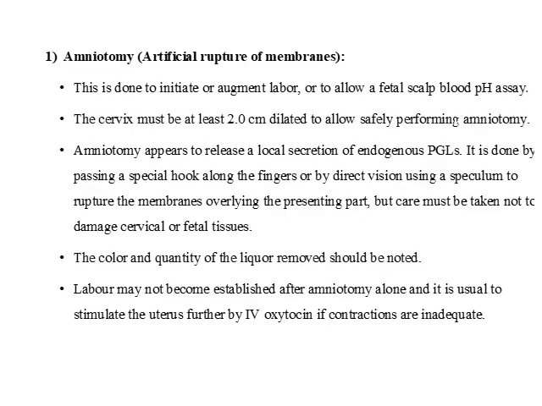Amniotomy. Artificial rupture of membrane. This is done to initiate or augment labor or to allow fetal scalp blood pH assay. The cervix must be at least 2 cm dilated to allow safely performing amniotomy. Amniotomy appears to release a local secretion of endogenous prostaglandin. It is done by passing a special hook along the fingers or by direct vision using a speculum to rupture the membrane overlying the presenting part.